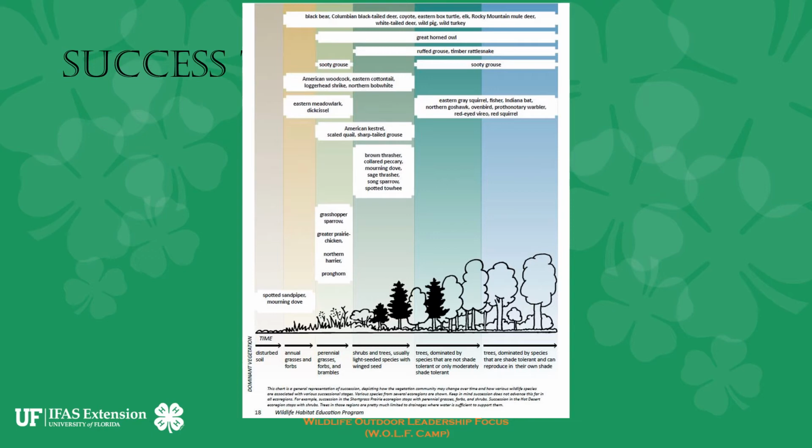And then we start seeing more of a different vegetative community. We start seeing perennial grasses, forbs, and brambles, which is a fancy way of saying blackberries, followed by shrubs, and eventually trees. And then you see trees dominated by species that are not shade tolerant, which means they have to have full sun, and eventually they will shade each other out. And trees that will be dominated by species that can handle that shade tolerant.